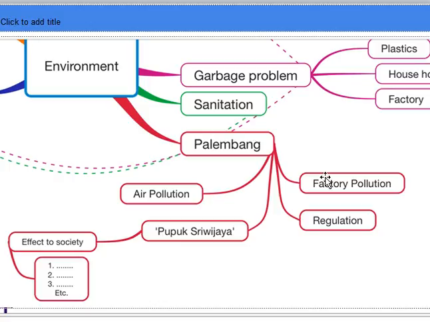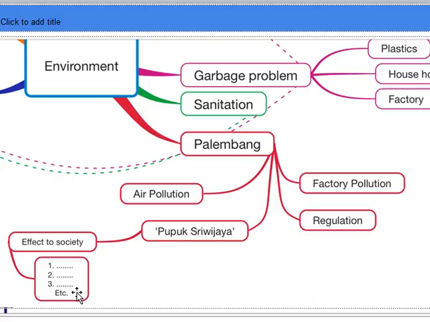Palembang is still here, factory pollution, regulation, air pollution, and Pupuk Sriwijaya, and then effect on the society. I'm thinking of effect on the society. What's the effect on the society when we look at Pupuk Sriwijaya and environment and pollution and so on. So later on, I'm going to write a paragraph about the effect to the society in relation to Pupuk Sriwijaya. So I start listing what's the effect to the society. What's one? Number two, what's the effect? Number three, what's the effect? And so on and so on.